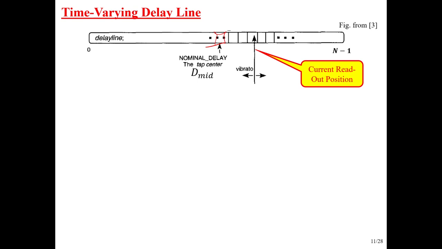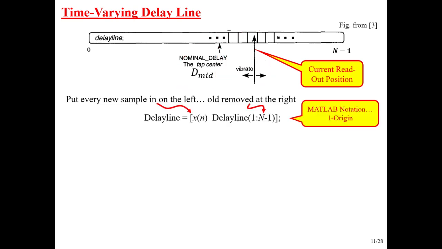So if the LFO is providing a 0 value, the output is being taken from that position. And then as the LFO swings positive and negative, it will move the position that we're drawing from right and left around this nominal delay. So that's basically how this thing works. So this is a nice MATLAB view of how we would implement this, but this is not how we would do this in an actual implementation.